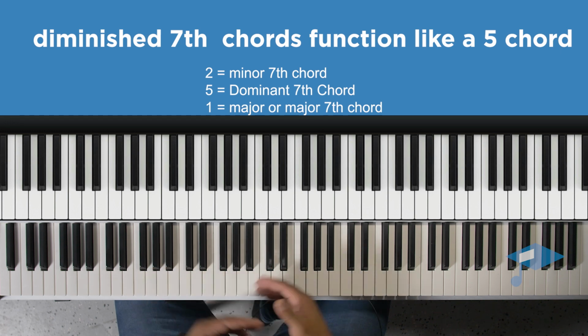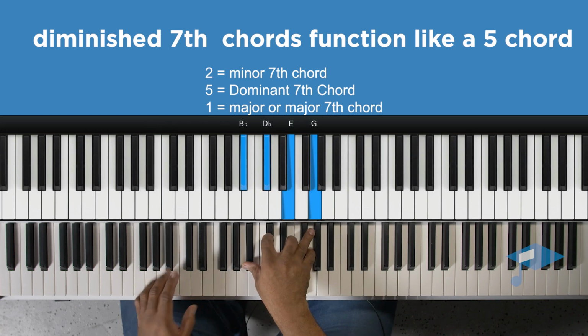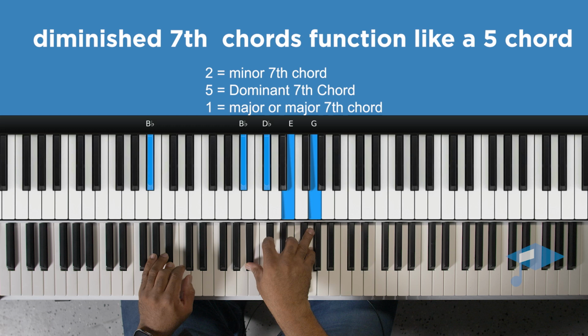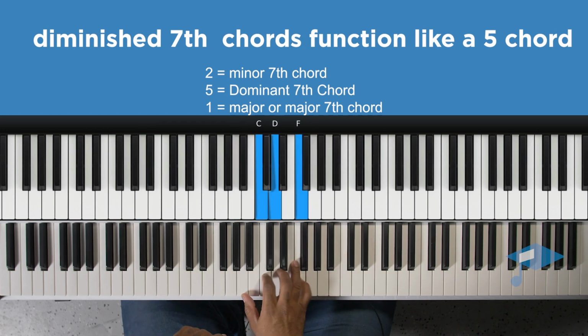So we can use diminished chords going up or going back. It depends on what their function is. In this case, we have this diminished chord here. It's B flat or A sharp diminished. This really is a 5 chord because we're going to resolve. And I'll show you again, 2, 5, 1.